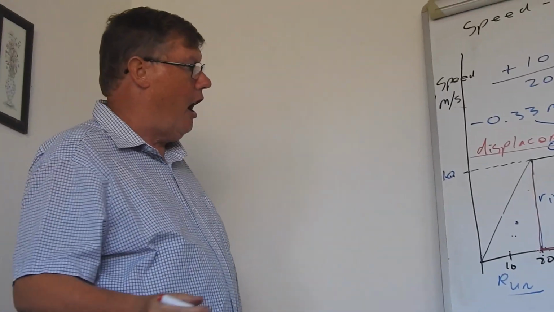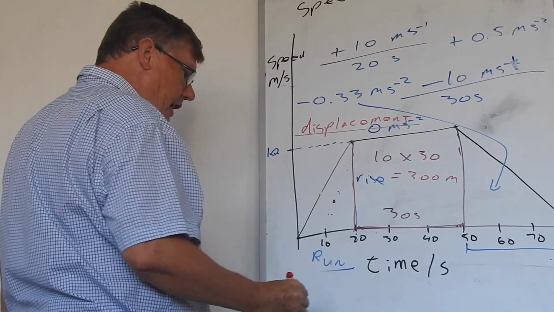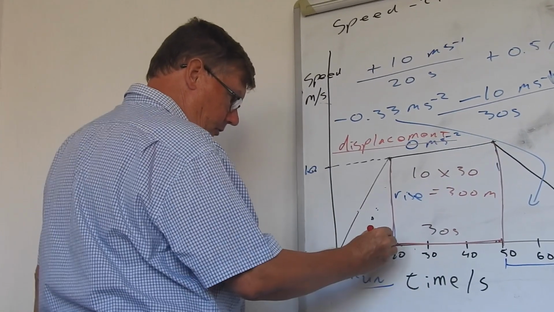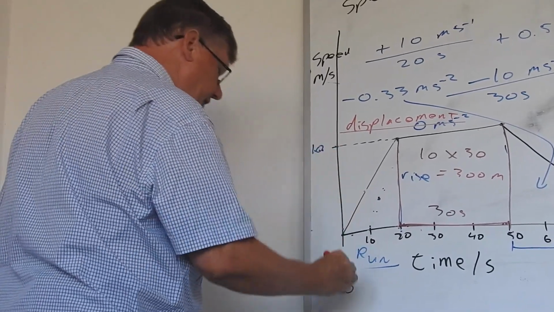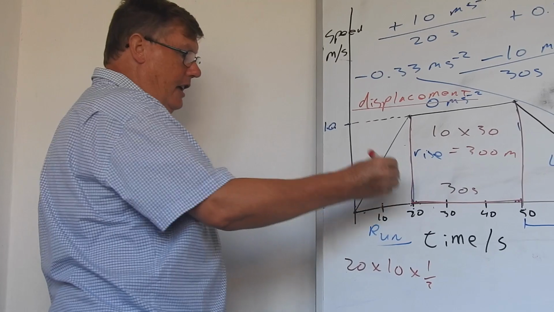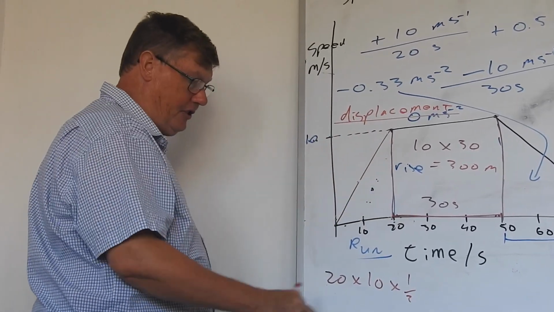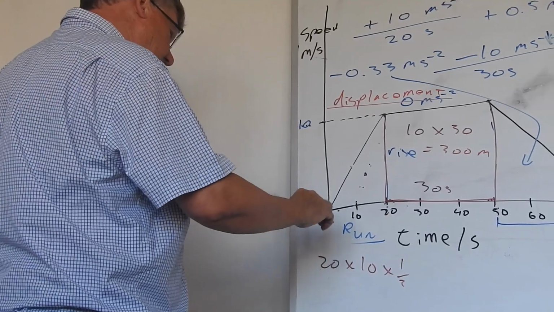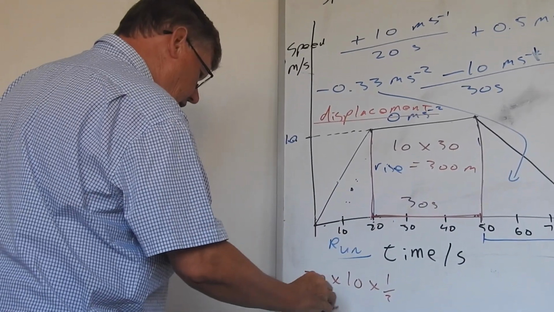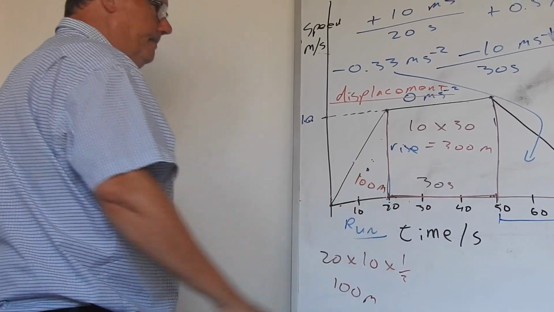You've probably learned half base times height. So what is the area of this triangle? The base is 20, the height is 10, times a half. Because 20 times 10 is that big box. We don't want the big box, we want half the box. 20 times 10 times a half is 100 meters. So that represents 100 meters.